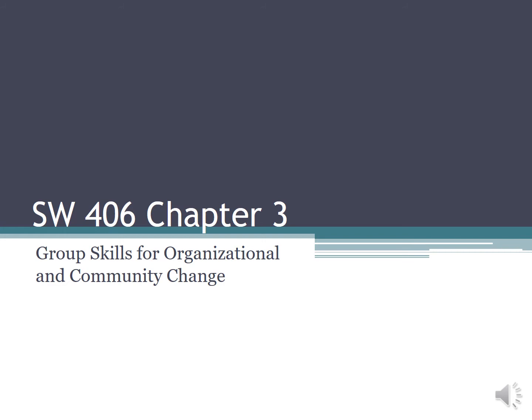This week we're covering information from Chapter 3 in your textbook, Group Skills for Organizational and Community Change. Our goal is for change at the community level. Change at that level requires skills that are in addition to what you've already learned when working on a micro level. It involves working with others to affect change. The same skills are used whether you're working in the community, as we will with a project, or you're working within an organization.